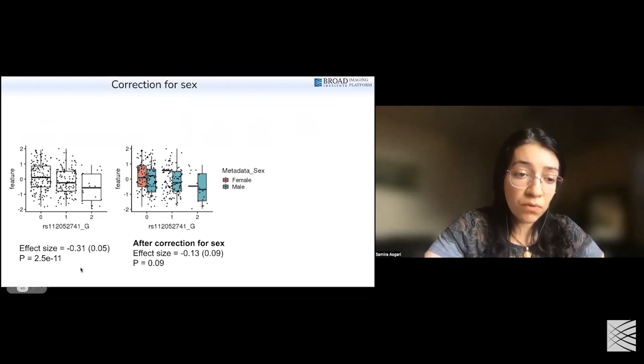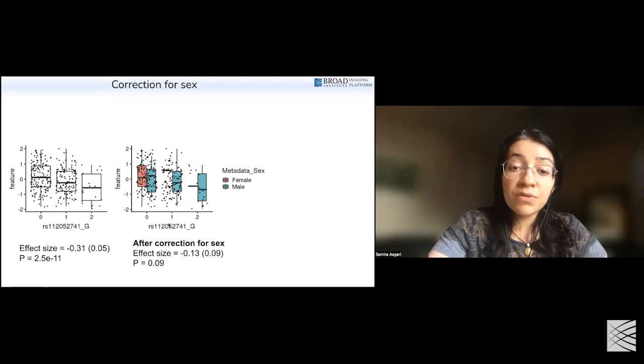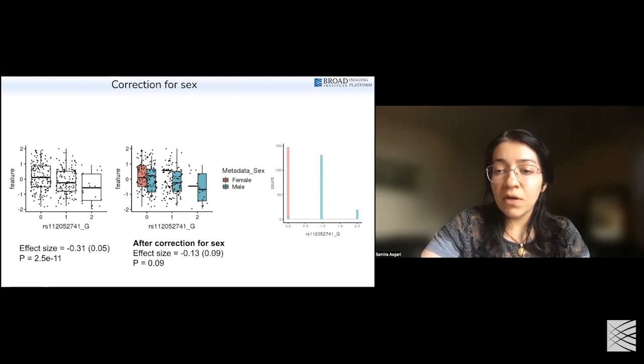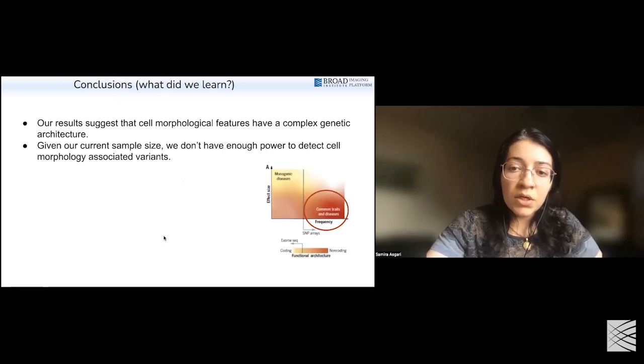So this is before correction for sex, when you see this kind of classical QTL plot. And after correction for sex, you see that the association goes away. And the reason for the sex association was that this specific locus in the genome is one of the ones that has a very biased kind of allelic heterozygosity based on sex. So most of the homozygous reference alleles come from females, and most males have homozygous alternate allele or heterozygous allele.